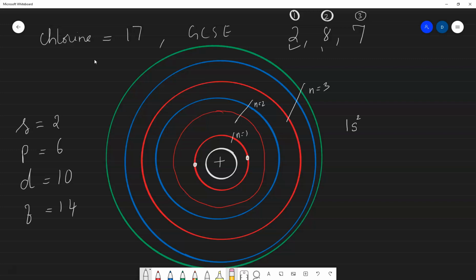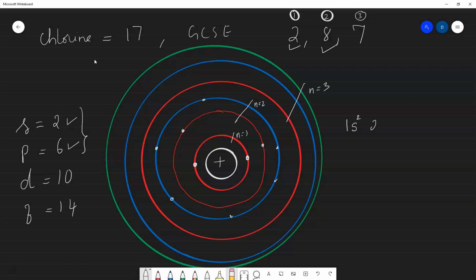Let's see now the second shell. There are 8 electrons in the second shell. You know that in the second shell you got one S subshell and you got a P subshell. So both will give you 8 altogether. So 2 electrons will be in the S subshell. The remaining 6 will go in the P subshell. Now we have done this thing.